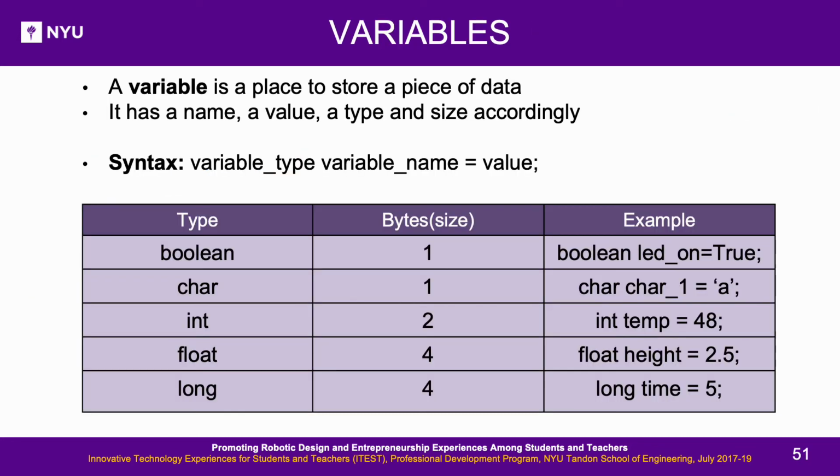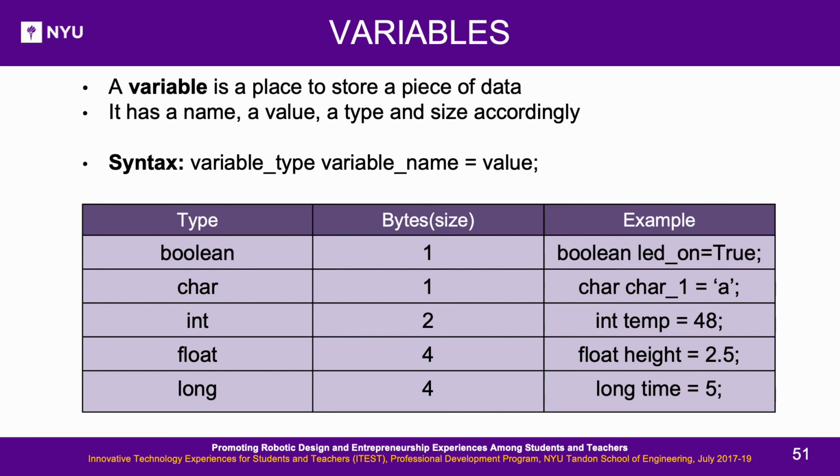Variables. A variable is a place to store a piece of data. It has a name, a value, a type and size accordingly. The syntax for declaring a variable is variable type, variable name equals value of the variable. There are 5 types of variables which are used most frequently during the coding of a program. Boolean is of size 1 byte and stores either 1 or 0 corresponding to true or false. Character type is of size 1 byte and stores a single character enclosed within single or double quotes.